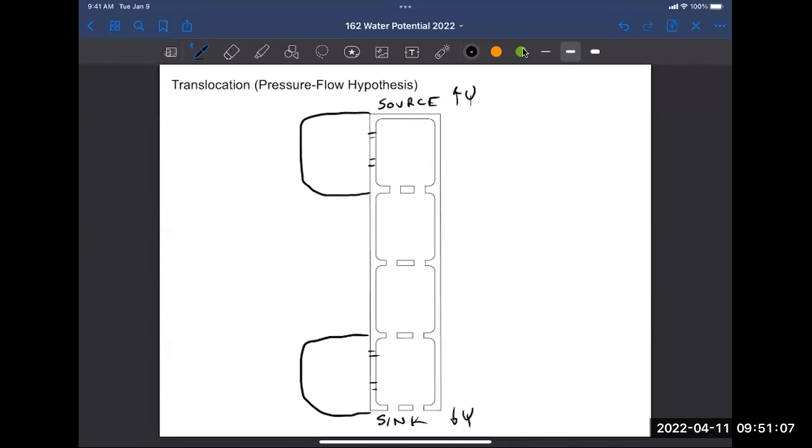And we'll just take the easiest example of a source, which would be a young leaf that's really photosynthetically active. So let's put over here next to this a mesophyll cell. So here's our mesophyll.